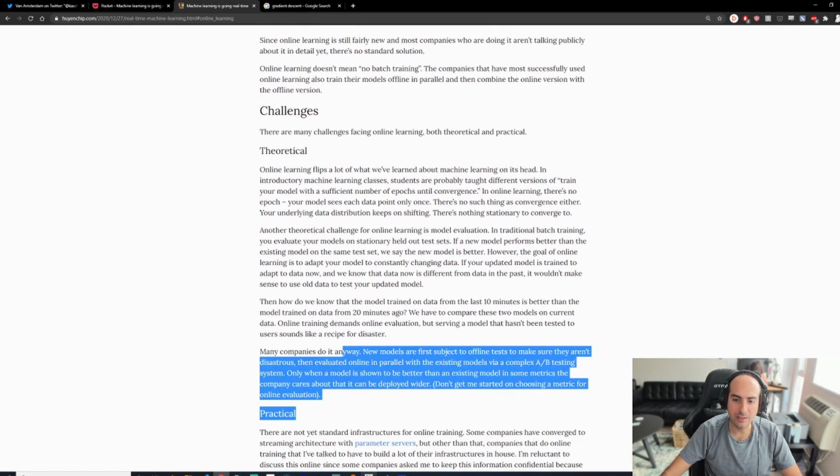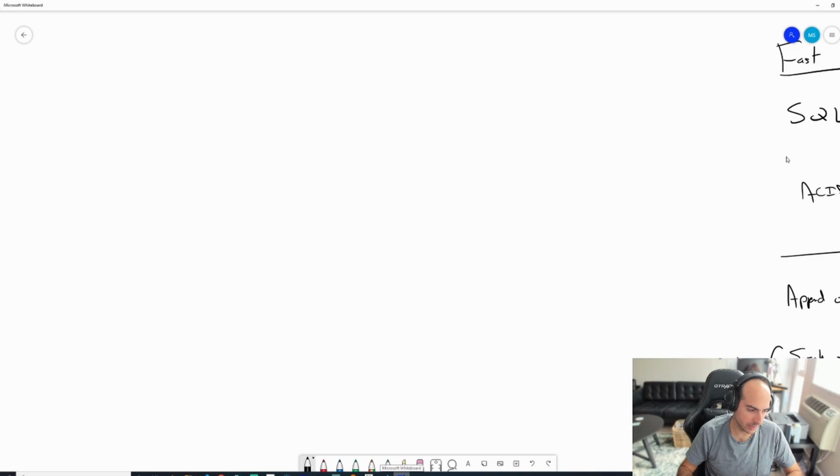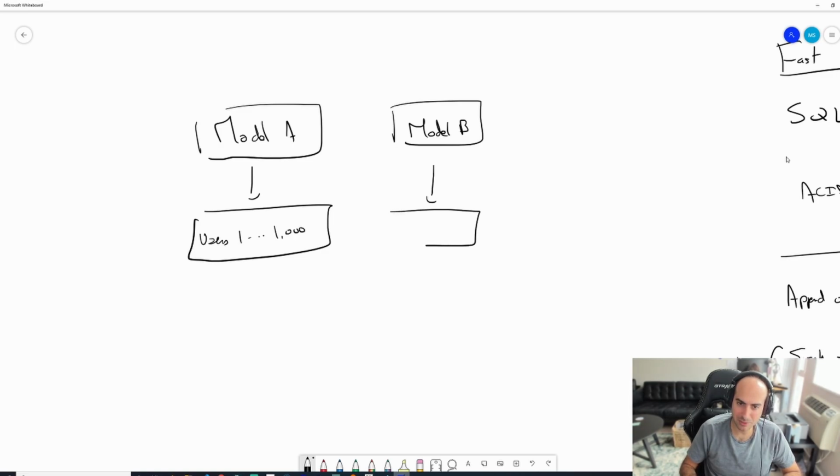And I think a big part of it is A/B testing, right? People do this quite a bit already. Think of companies like Airbnb and Microsoft. Let's say you have Model A and you have Model B. What you basically do is deploy this to users 1 to 1,000, and then deploy this to users 1,001 to 2,000. You're going to get a bunch of metrics, right?